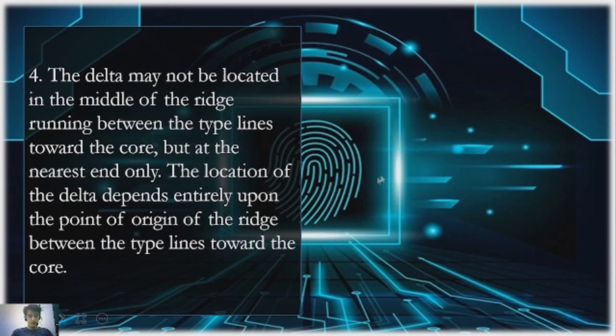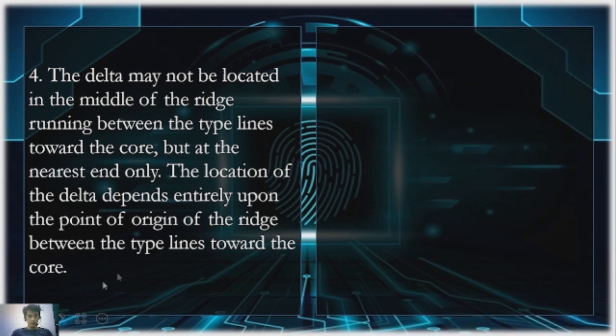Moving on, we have here rule number 4 in delta location. It says in here that the delta may not be located in the middle of the ridge running between the type lines toward the core, but at the nearest end only. The location of the delta depends entirely upon the point of origin of the ridge between the type lines towards the core.